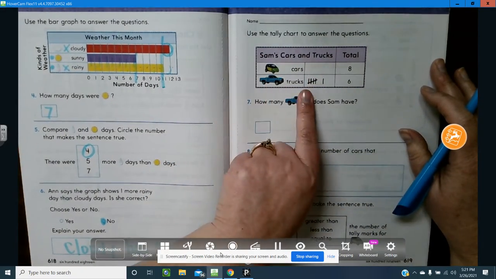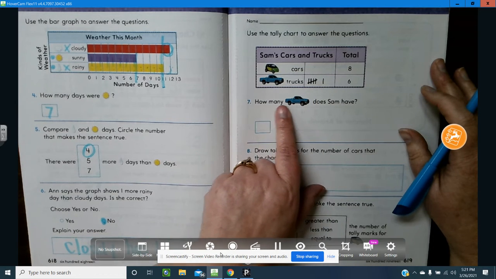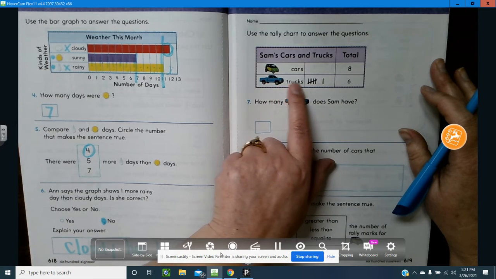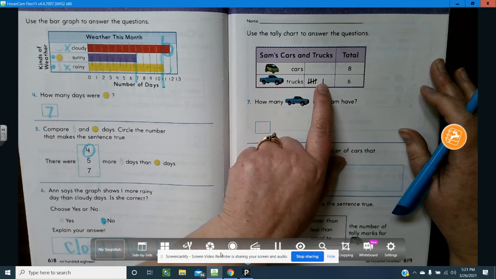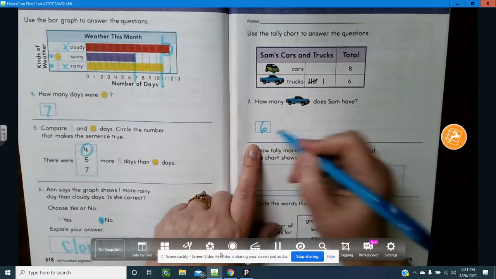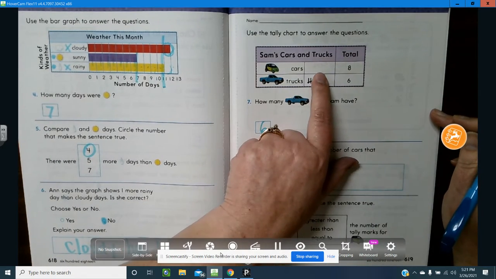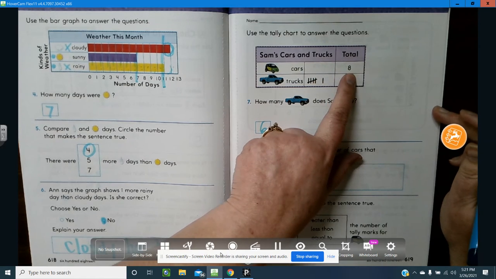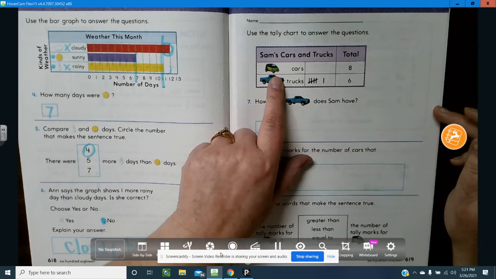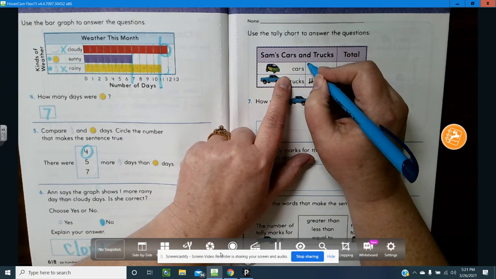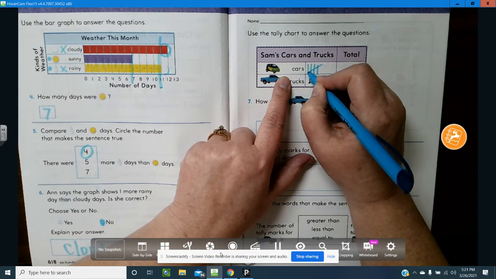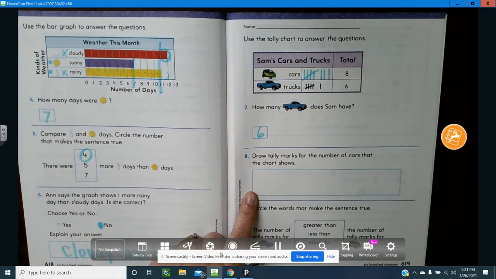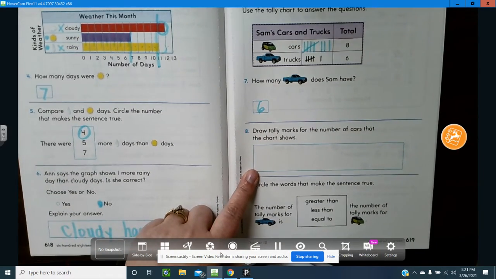All right, now we're looking at the tally chart. It says, how many trucks does Sam have? Well, here's trucks. He has 5, 6. 6. Now, wait. What's missing here about the cars? It says he has 8, but they didn't draw their picture. We better make that picture complete. 1, 2, 3, 4, tally mark 5, 6, 7, 8. Now, that's a good tally chart.